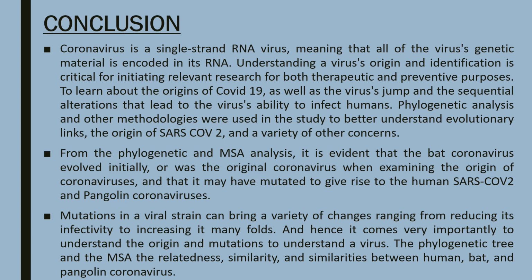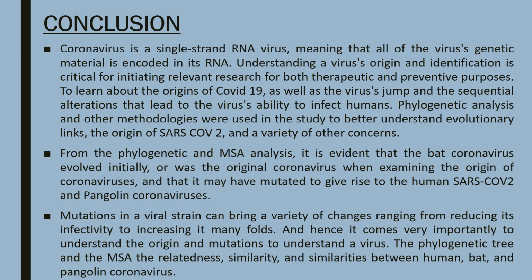Phylogenetic analysis and other methods were incorporated into the project. From the phylogenetic and MSA analysis, it is evident that the bat coronavirus evolved initially or was the original coronavirus when examining the origin of coronaviruses, and that it may have mutated to give rise to the human SARS-CoV-2 and pangolin coronavirus. Human SARS-CoV-2 and pangolin coronavirus have a closer evolutionary relation since they are in clades that are more closely related or placed to each other.